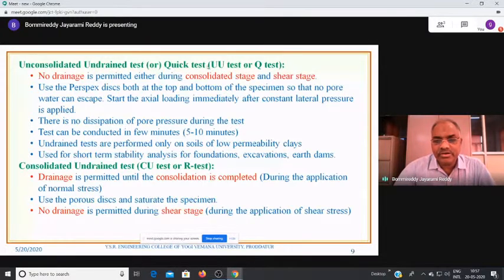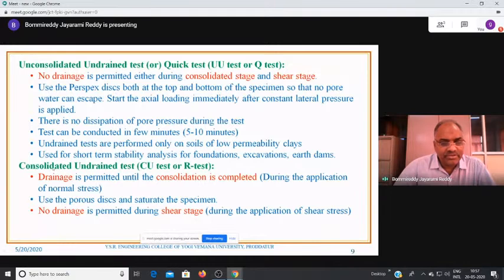U and undrained test, so that is the UU test. And since it is a quick test, we can call it the Q test. So, consolidated undrained test. While consolidation of the soil takes place, drainage is permitted.